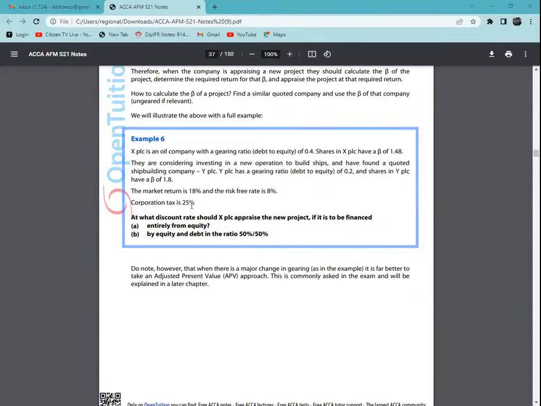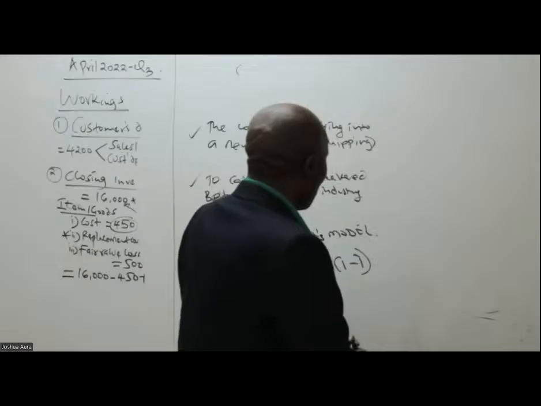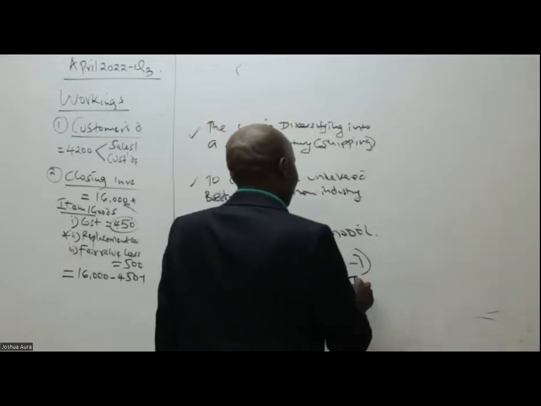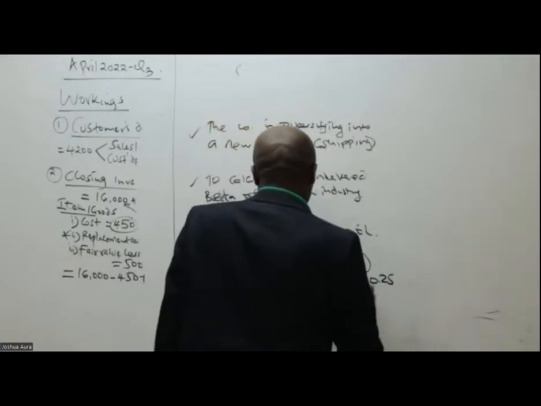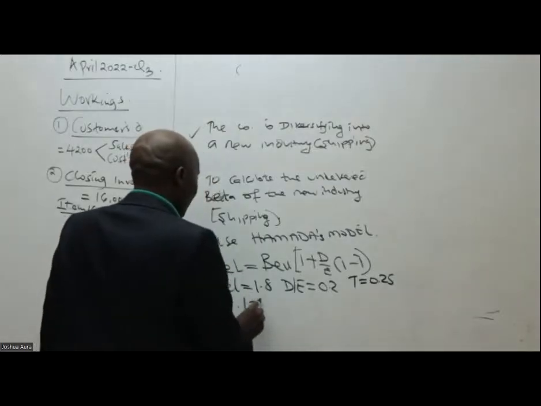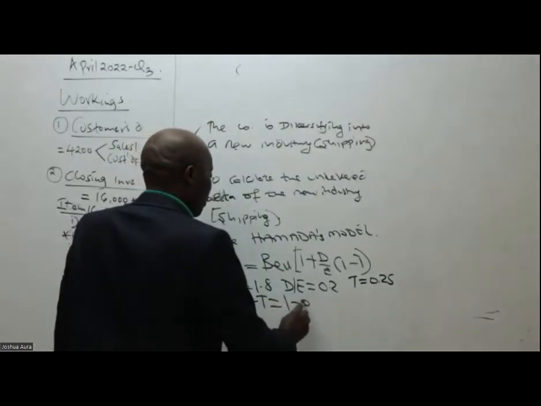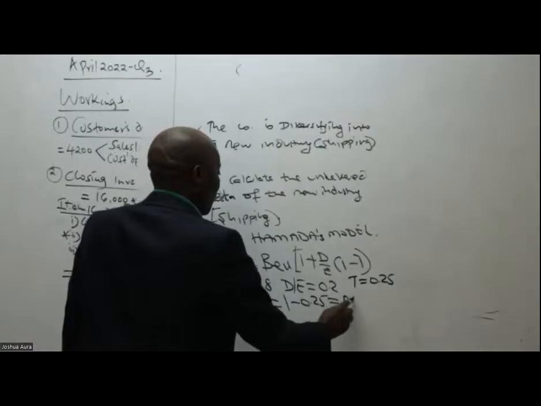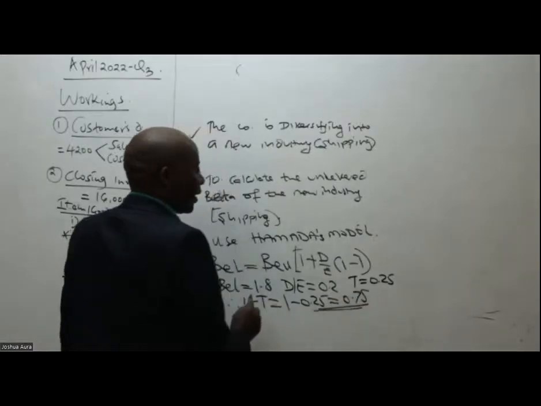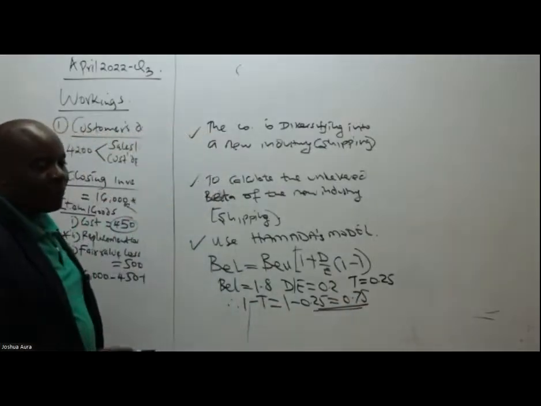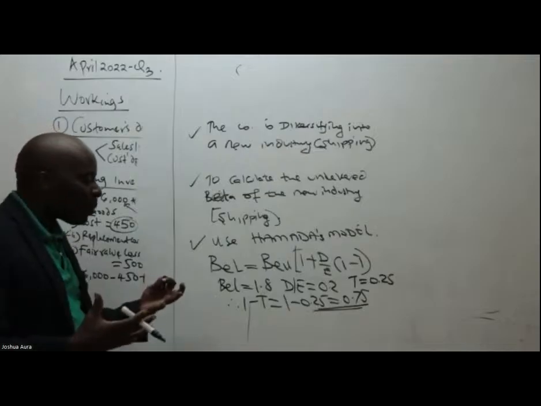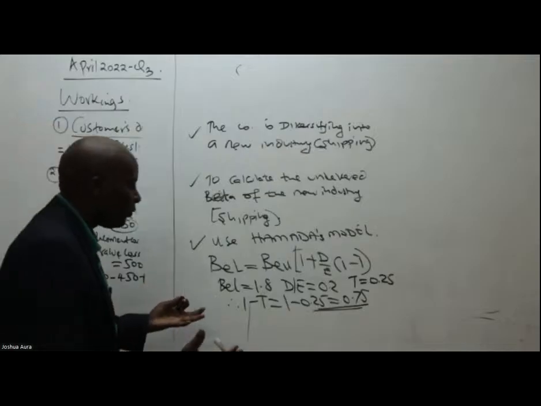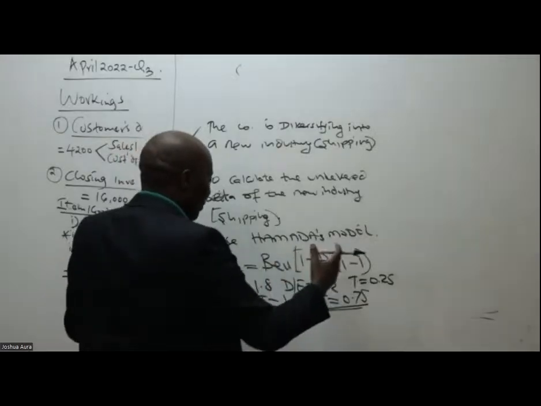And then the other thing they have done so nicely is to give me the risk-free. So the risk-free is 0.2. And the tax is 0.25. So tax is 0.25, and therefore 1 minus tax will be 1 minus 0.25, which will be 0.75. Now, could you kindly plug in figures? Please plug in figures in this Hamada's model.